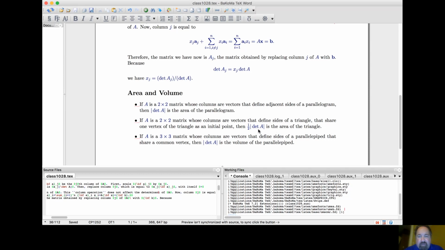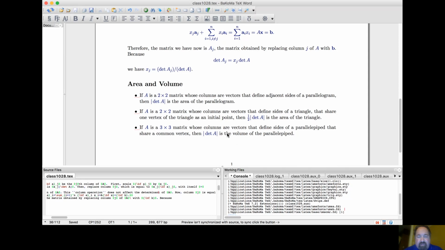In fact, this formula can be derived that way. And finally, we have a 3 by 3 matrix, and the columns are vectors that share a common vertex of a parallelepiped. So you can think of it as a 3D version of a parallelogram. Like one of my students once referred to a parallelepiped as, quote, a parallel box. Then the absolute value of the determinant of this 3 by 3 matrix is the volume of the parallelepiped.